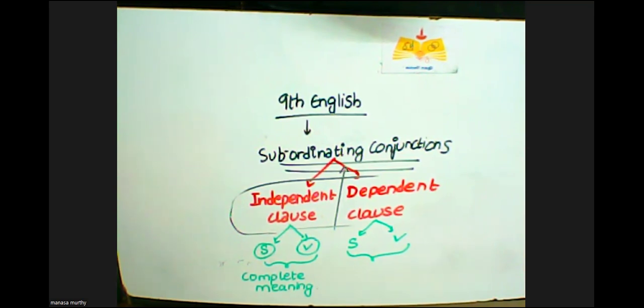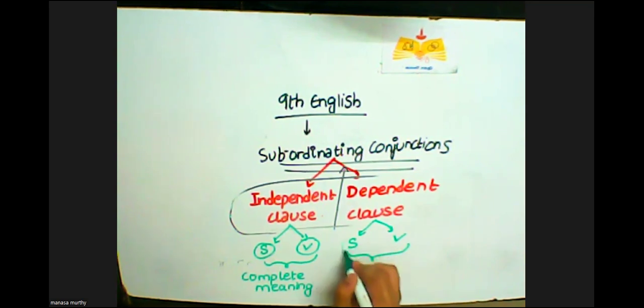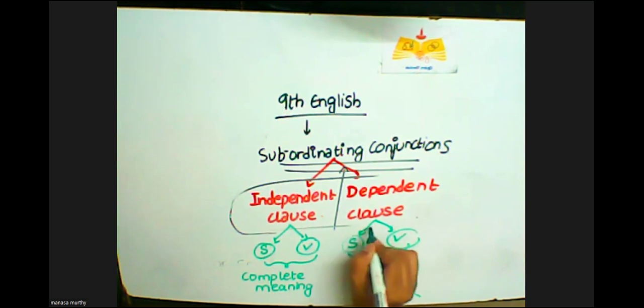For you to remember what is dependent and independent, I'm quoting this situation. You may ask, ma'am, there is a subject and verb, then why is it categorized as a dependent clause? It doesn't give complete meaning. Then why are you writing complete meaning? Because after writing, I'm going to strike it out. It is not going to give me complete meaning. It is dependent on the independent clause.